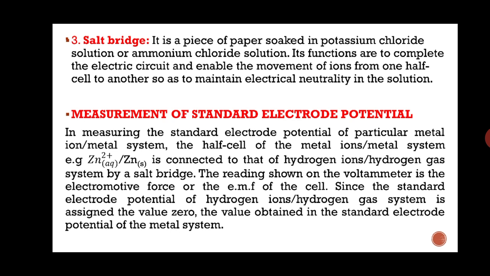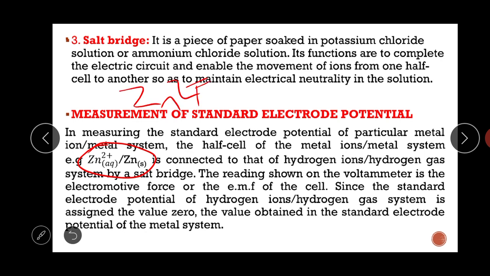How do we measure the standard electrode potential? The standard electrode potential of a particular metal is the half cell of the metal, its system. Look at it, I want to also at least start working now. We have Zn 2+ aqueous here. That's the way we write the standard electrode potential for zinc. And we then have zinc solid, with a slash, the zinc solid.